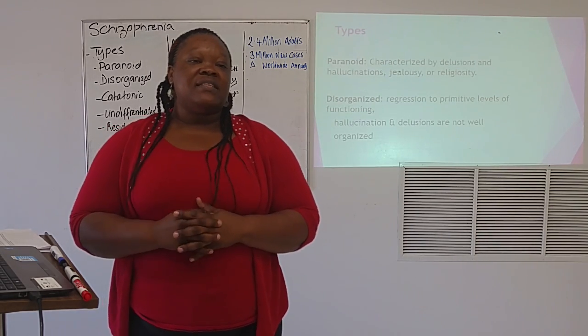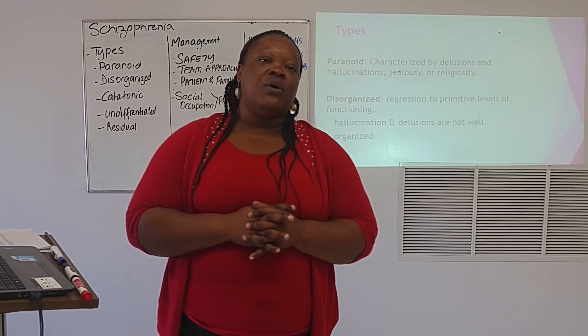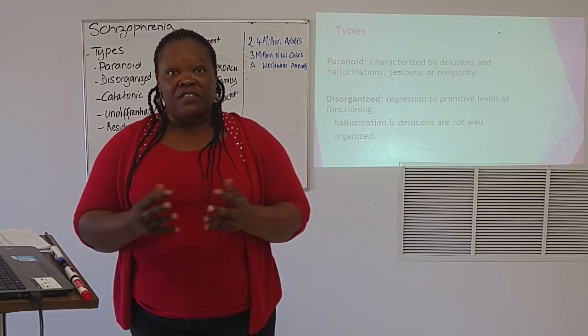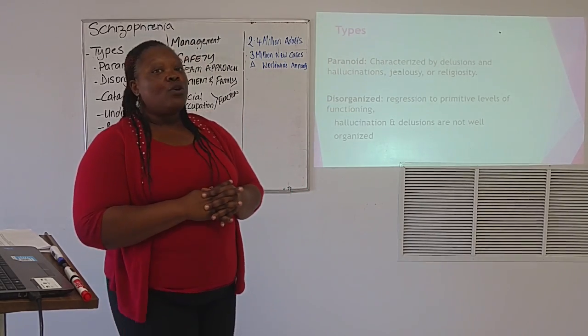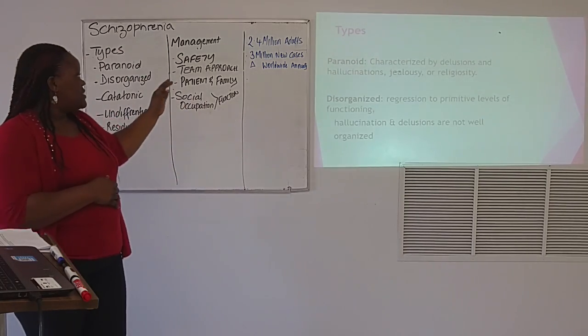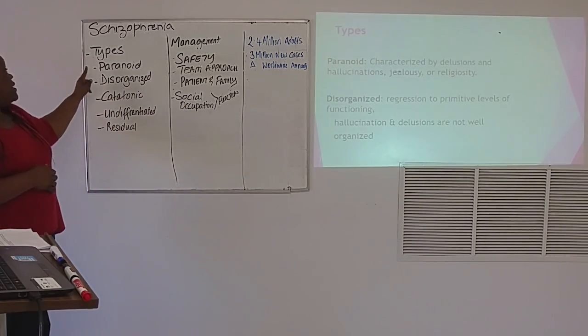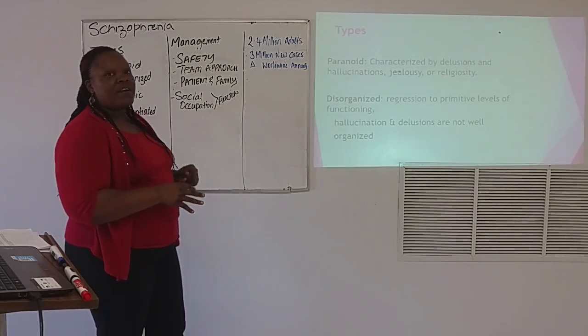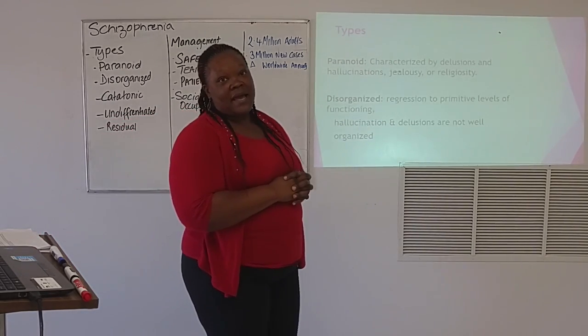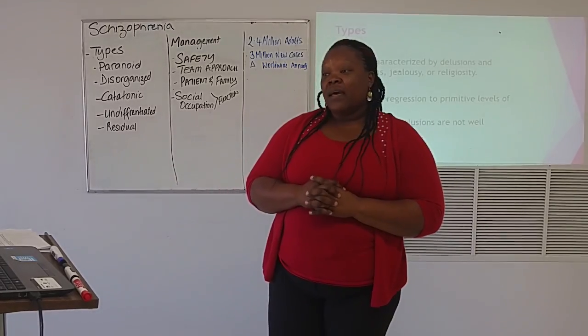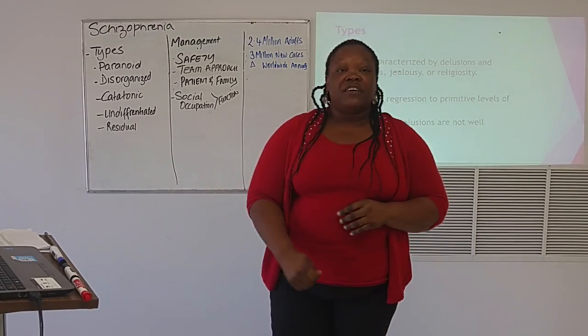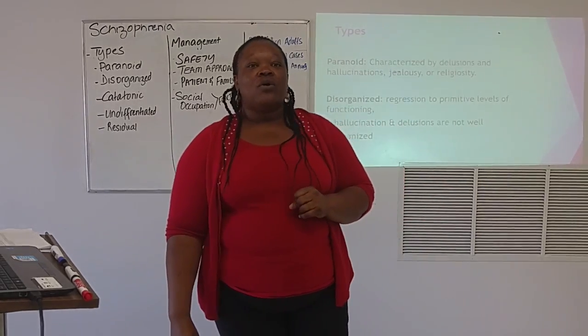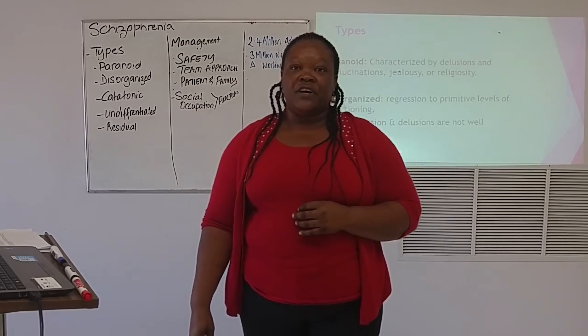When we look at that and the presentation of each individual, it leads us to the types of schizophrenia. And according to the Diagnostic and Statistical Manual, again, there are 5 major types of schizophrenia. One, the paranoid type, disorganized type, the catatonic type, the undifferentiated type, or the residual type of schizophrenia.